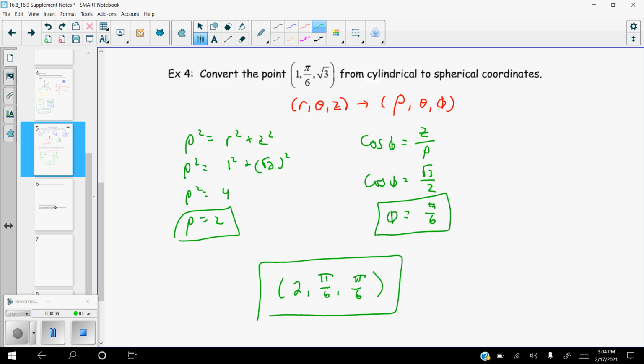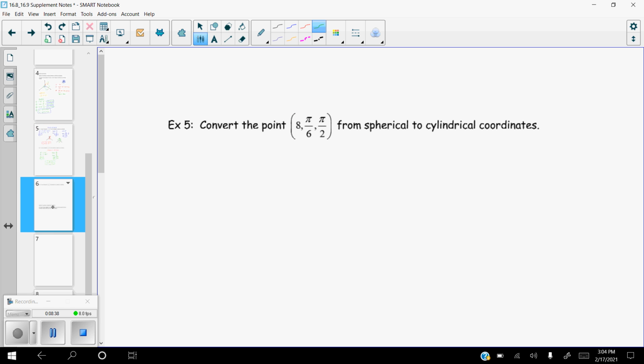Okay, let's do another one. This time we want to convert the point, which is (8, pi/6, pi/2), from spherical back to cylindrical. So not necessarily to rectangular, back to cylindrical. So this is already in spherical, so we are going from rho, theta, phi to cylindrical, which is r, theta, z. So again, theta is theta. That makes it nice. Okay, so we are going to need to find r, and we're going to need to find z. In this case, it doesn't really matter. I'm just going to do the z part first.